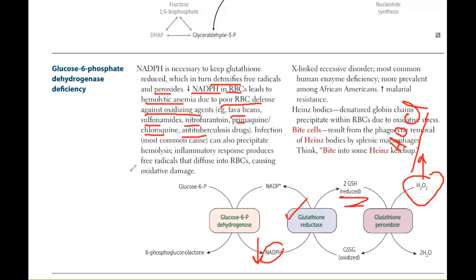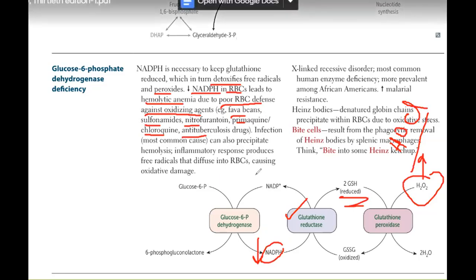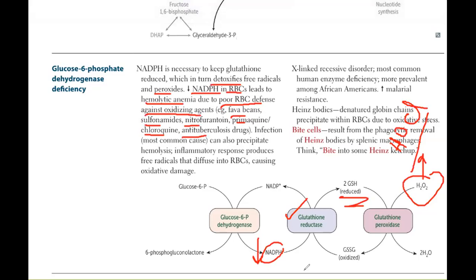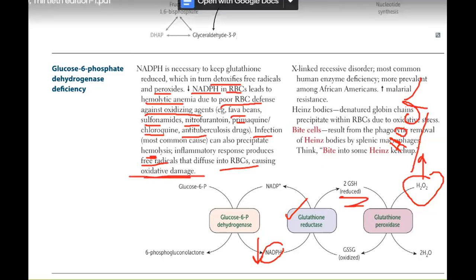So these are oxidizing agents that are destroying this NADPH. When we do not have it, glutathione cannot stay in reduced form, and the RBCs will undergo hemolytic anemia. And I told you that defense mechanism also. The patient will have infection, and that can also precipitate hemolysis, the breakdown of RBCs. Inflammatory responses will produce free radicals, as I told you, HOCl, that diffuse into RBCs and cause oxidative damage, and we call this oxidative burst.